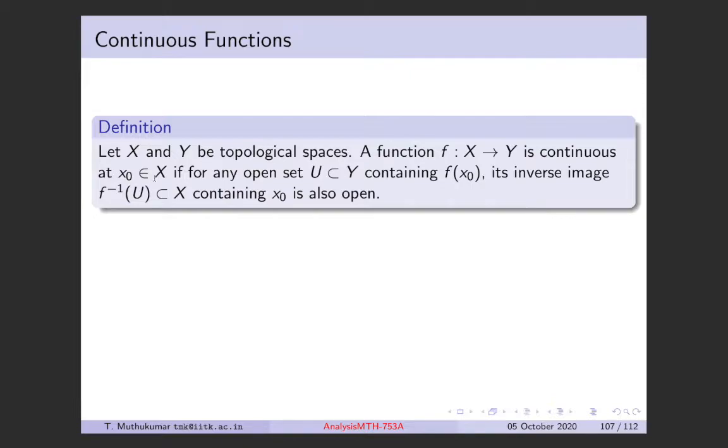Now what is a continuous function? If you have two topological spaces X and Y, and if f is a map from X to Y, we say f is continuous at a point x naught of X if for any open set U contained in Y which contains f of x naught, its inverse image under f, that is f inverse of U, contains x naught, obviously, because it's the inverse image, and that set is open. So for every open set containing f of x naught, its inverse image is an open set containing x naught. Whenever this happens, you say f is a continuous function, that is, inverse images of open sets are open sets.